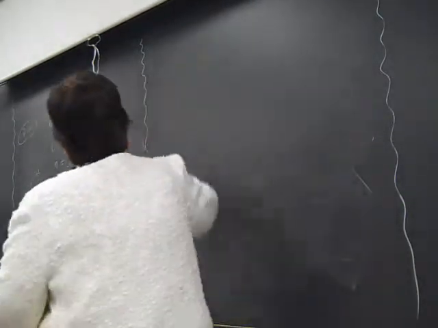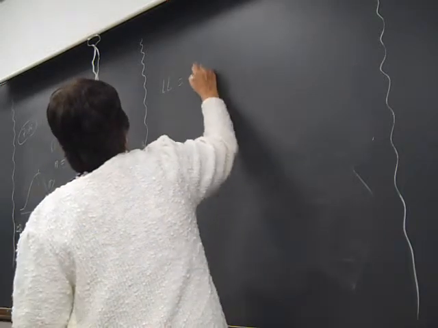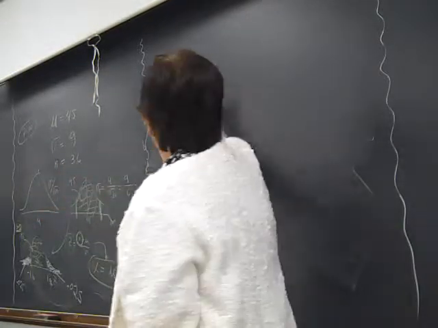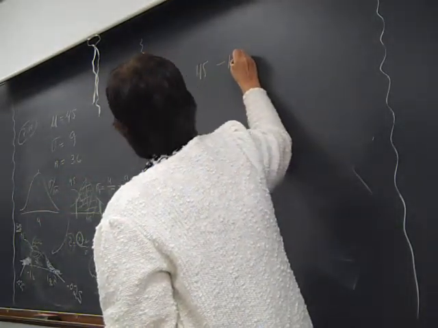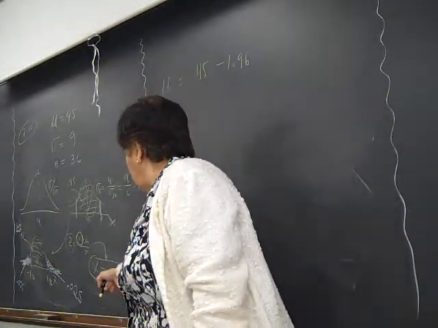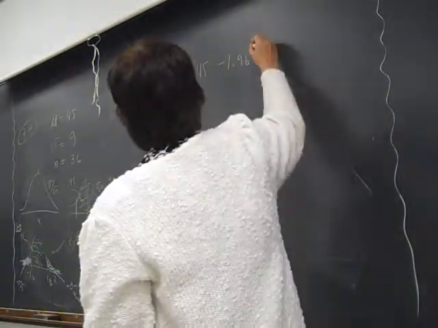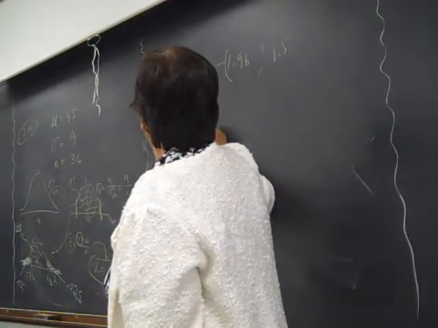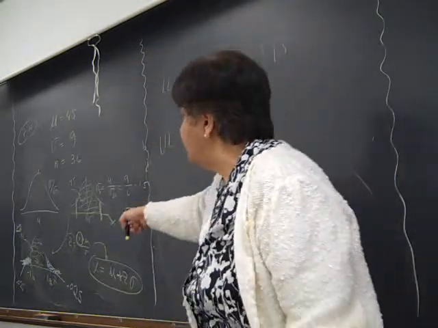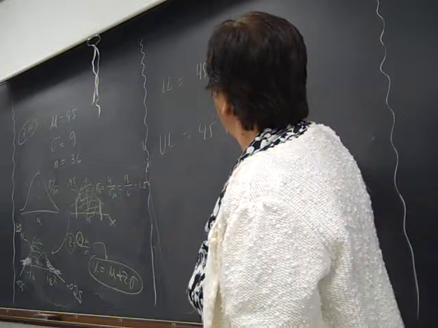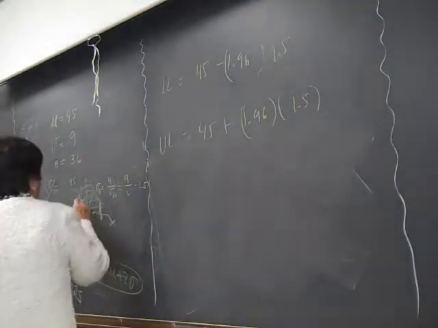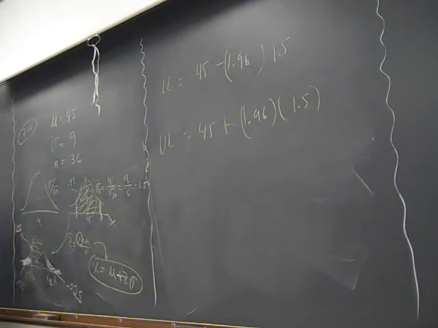So the lower limit is equal to mu, 45, plus Z, but Z is negative, minus 1.96 times sigma, but sigma is 1.5. And the upper limit is equal to 45 plus, because we have a positive 1.96, times 1.5. And those are the limits of my what? Of the mean of the sampling distribution.